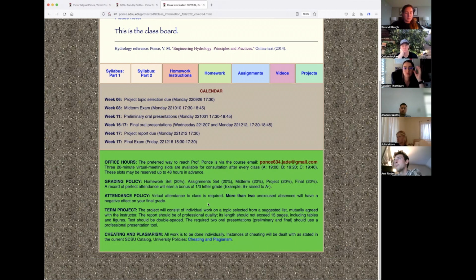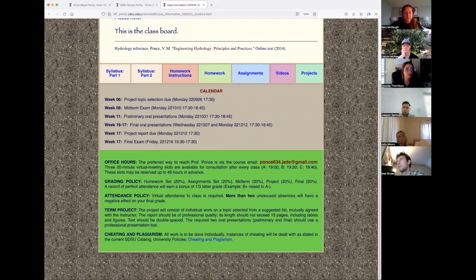Listen to this. It should not exceed 15 pages. In the past, some of you have sent 17 pages, 20 pages. That's against the rules. It should be 15 pages. The reason is obvious. I don't want to read a 50-page report. Including tables and figures. Text should be double-spaced. The required two oral presentations, preliminary and final, should use a professional presentation tool.